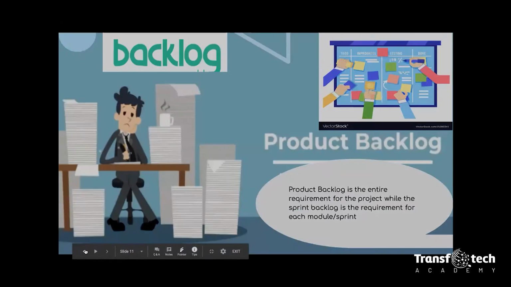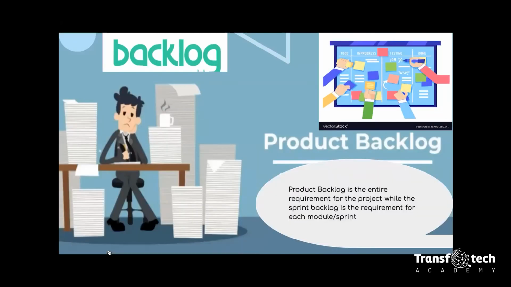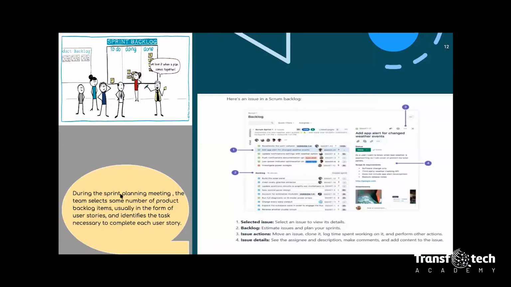Now you wonder why I'm talking about backlog. The entire requirement for the project as shown in the figure, which is on the to-do list, is the product backlog, while the requirement or the work in progress for each module or the active sprint is the sprint backlog. During the sprint planning meeting, the team determines the product backlog items they will work on during the sprint and discuss their initial plan for completing those product backlog items. We also have to estimate the time required to complete each user story.